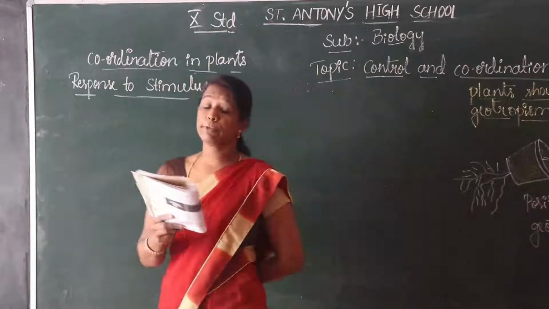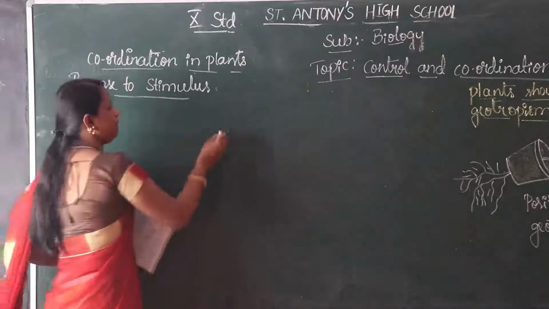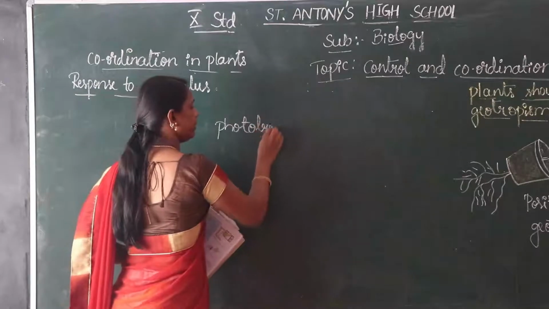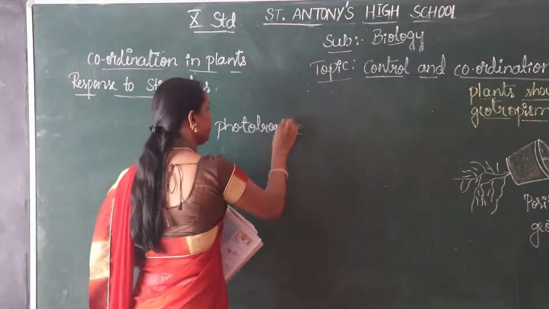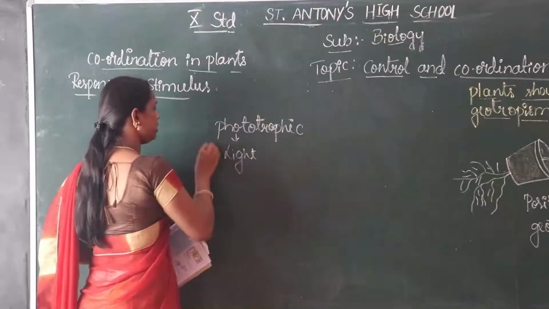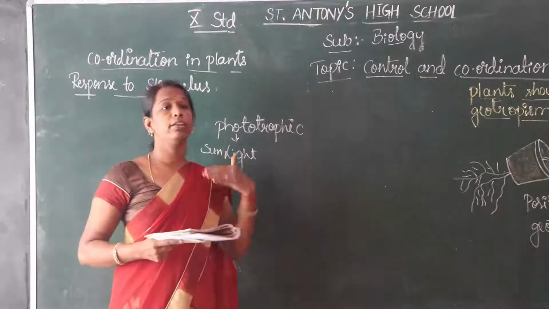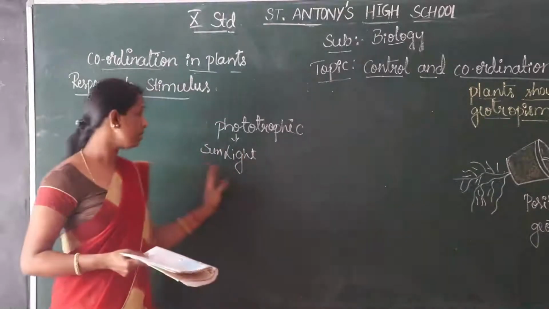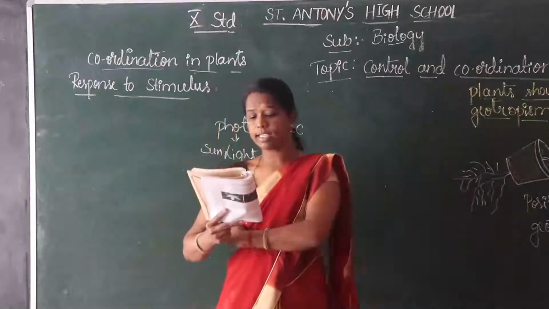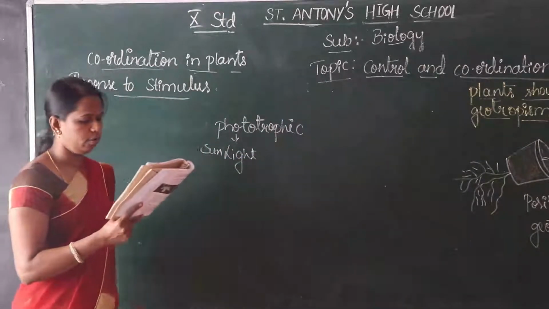So we have different kinds of tropic movement. You know phototropic, photo means what? Light. Photo means sunlight or light. During photosynthesis, the preparation of food using sunlight, that is called photo. And so there are different kinds of tropism.